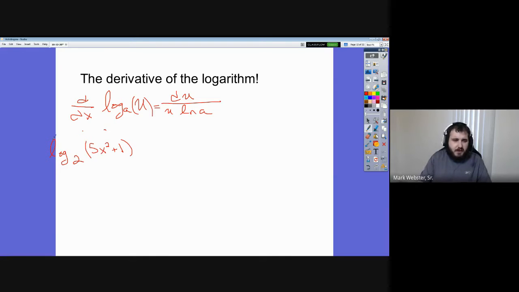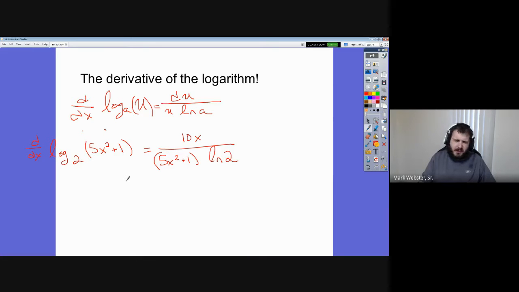Now I'm going to do this the appropriate way. Log base 2 of this, and I want to take the derivative. So the very first thing, take the derivative of what's inside. Remember, the derivative of 1 is just 0, so we can ignore that. We can just do this part. So on top, we've got 10x, right? Now we put what's in here down, 5x squared plus 1, in parentheses, times the natural log of the base, which is 2. So 10x over 5x squared plus 1 times the natural log of 2.